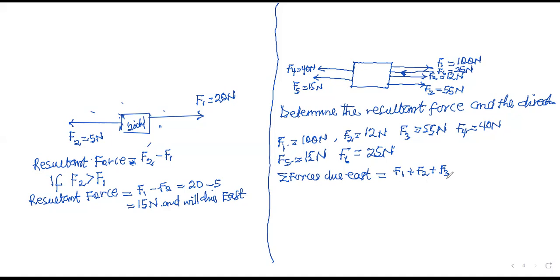So you sum all the forces due east. So we have 100 plus 12 plus 55. This is giving us 167 Newton. Let's determine all the forces due west.